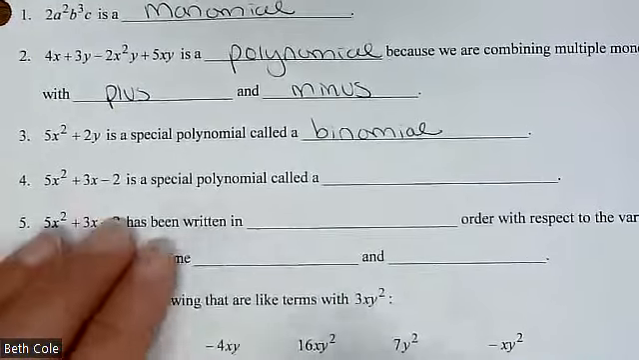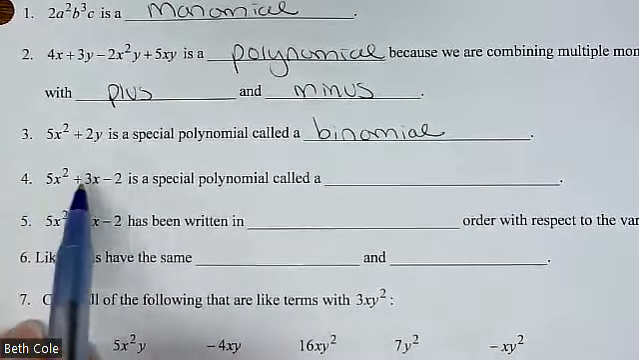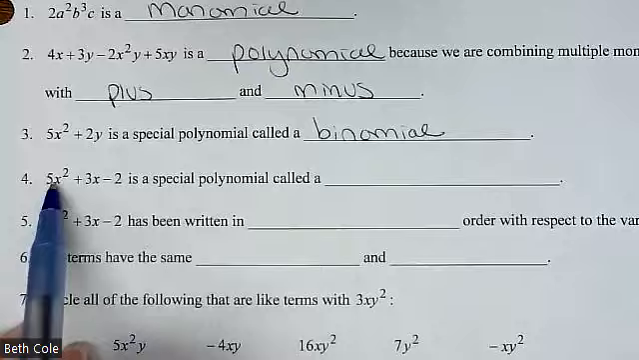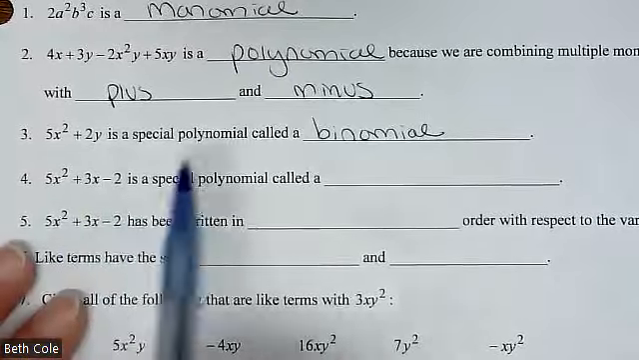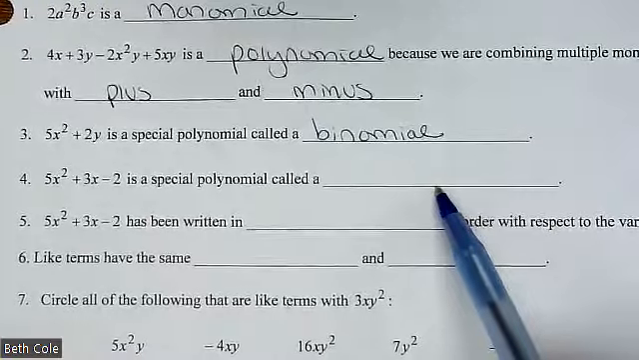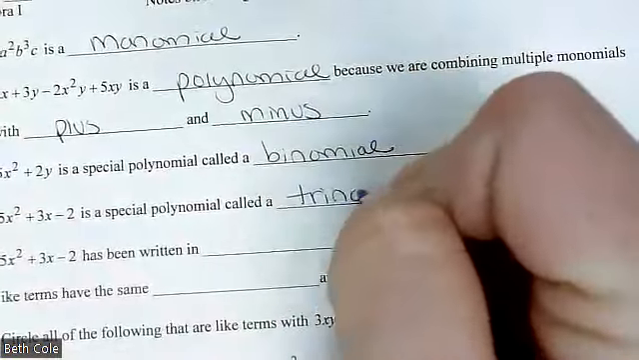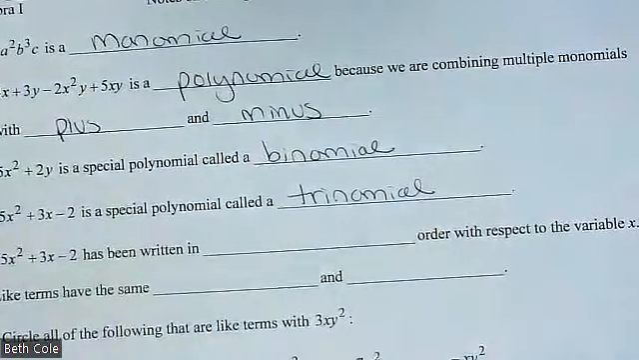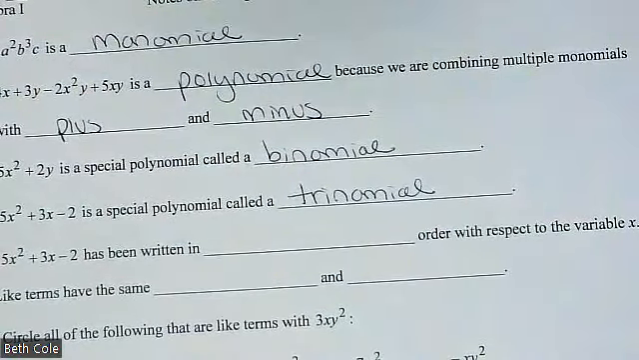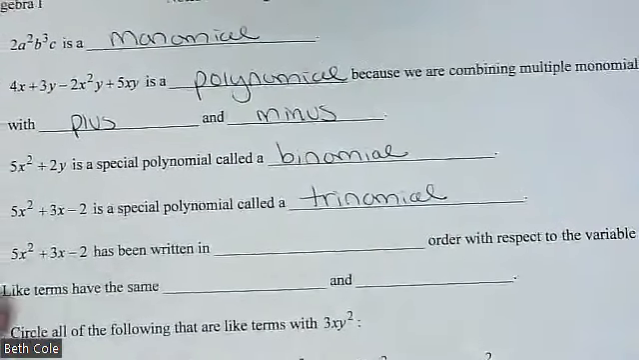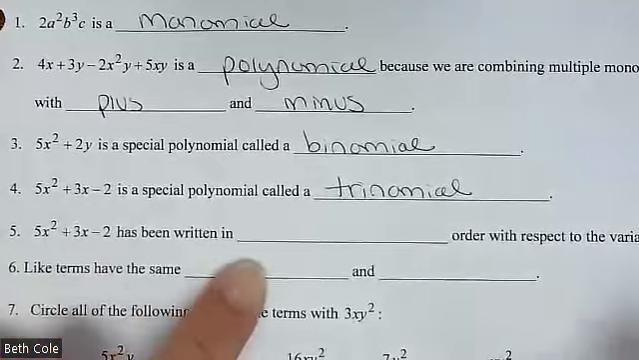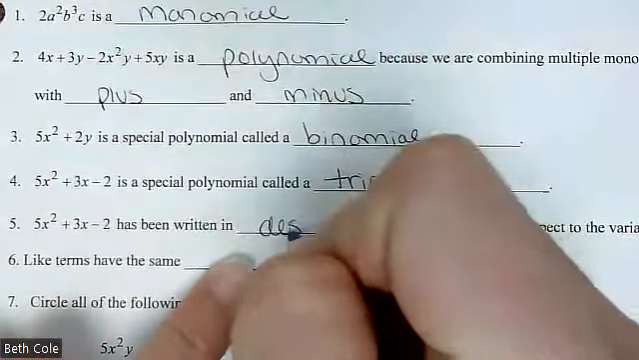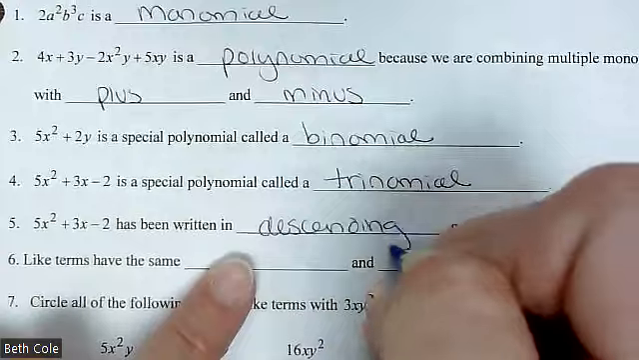So what do you think about this one? How many terms do you have in this one? 3. Do you see how there's the 5x squared and then the 3x and then the 2? They're all separated with plus and minuses. What do you think that one's called if there's 3? A trinomial. Like a tricycle. Well, technically it's a polynomial, but specifically tri for 3. Trinomial. All right. This has been written in what is called descending order.